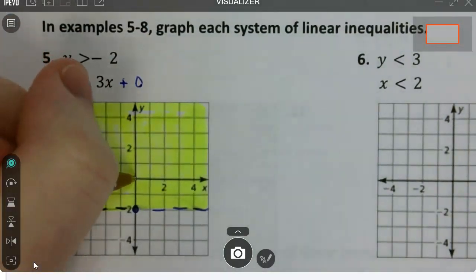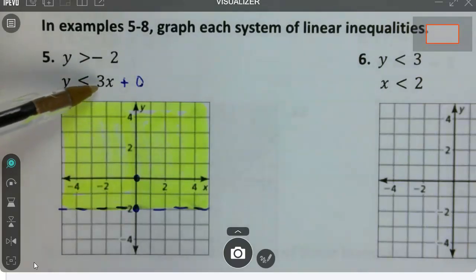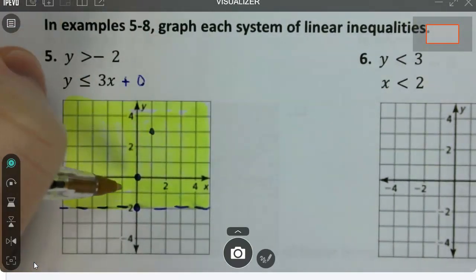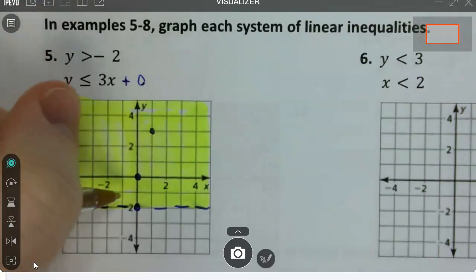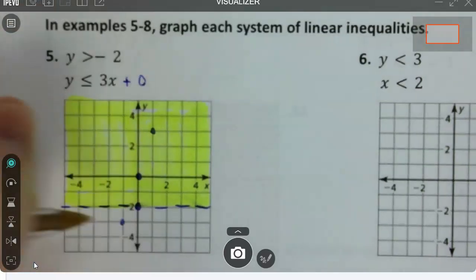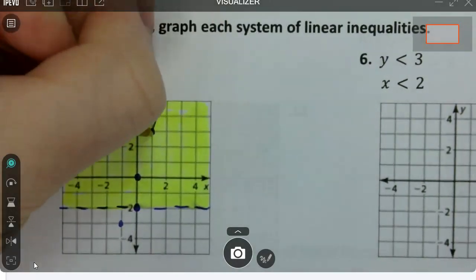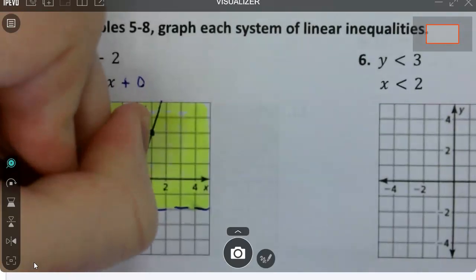So I'm going to go to 0, and then my slope is 3, so that means a rise of 3 and a run of 1, up 3, right 1. If I need to go the other direction, I go down 3, left 1. Because it's less than or equal to, I know it's going to be a solid line.